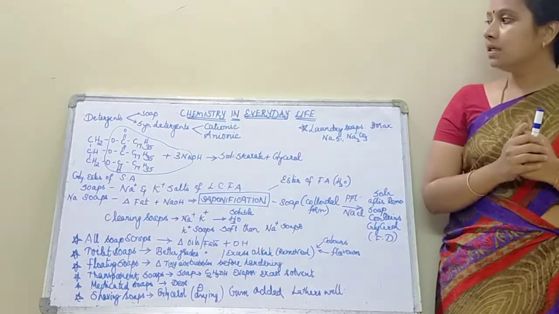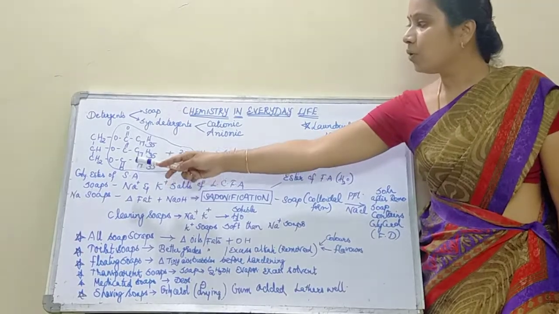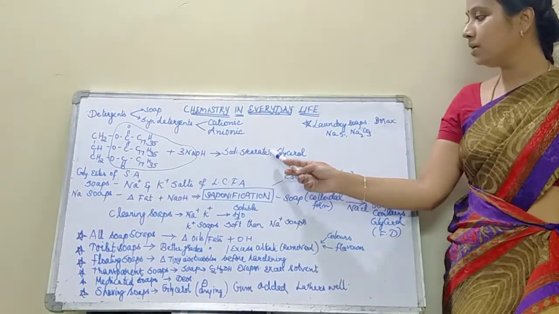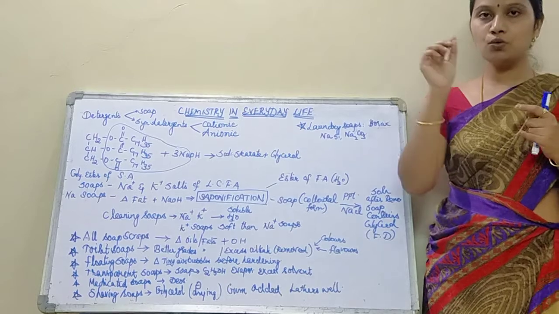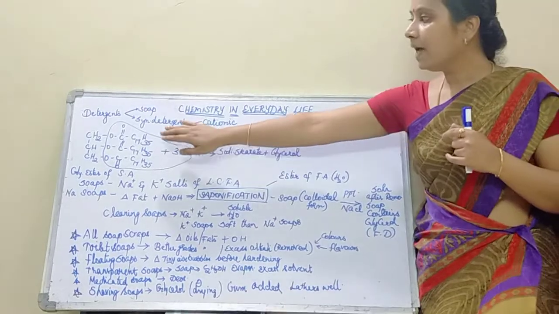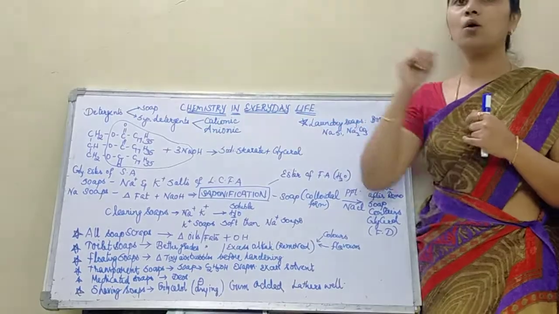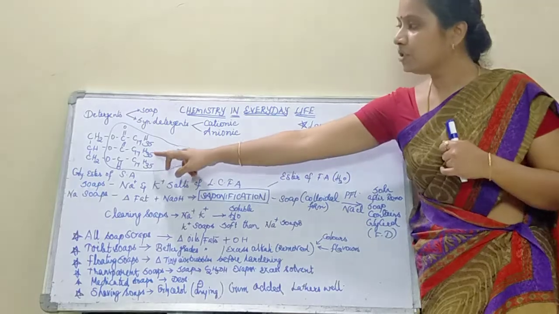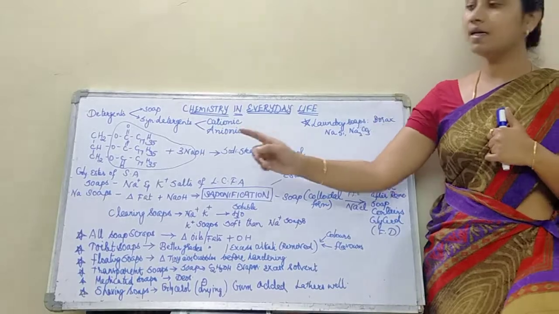What are soaps? Soaps are produced from glycerol ester of stearic acid reacting with alkali to give sodium stearate plus glycerol. We know the structure of glycerol: CH2OH, CHOH, CH2OH. In that I have removed 3H from the glycerol and added a long chain fatty acid, which is nothing but stearic acid, C17H35COOH.